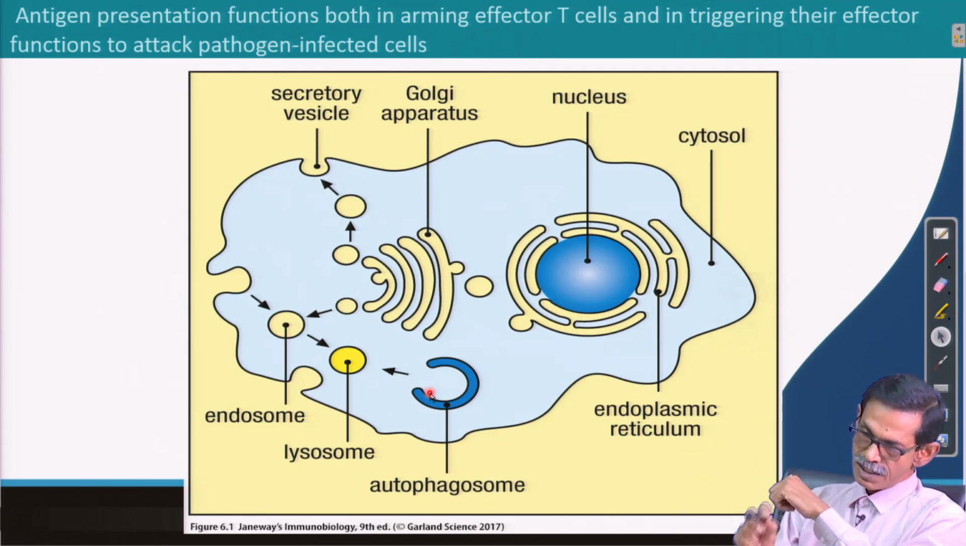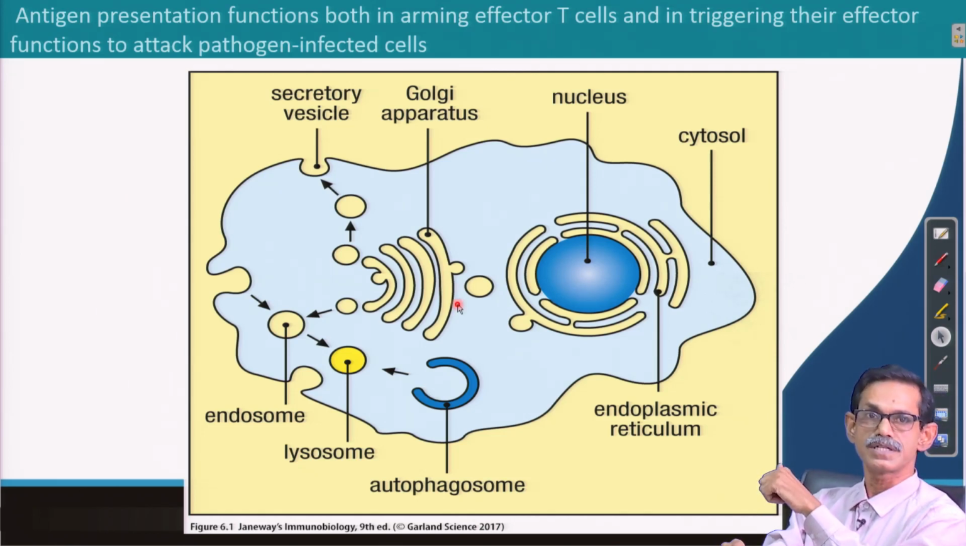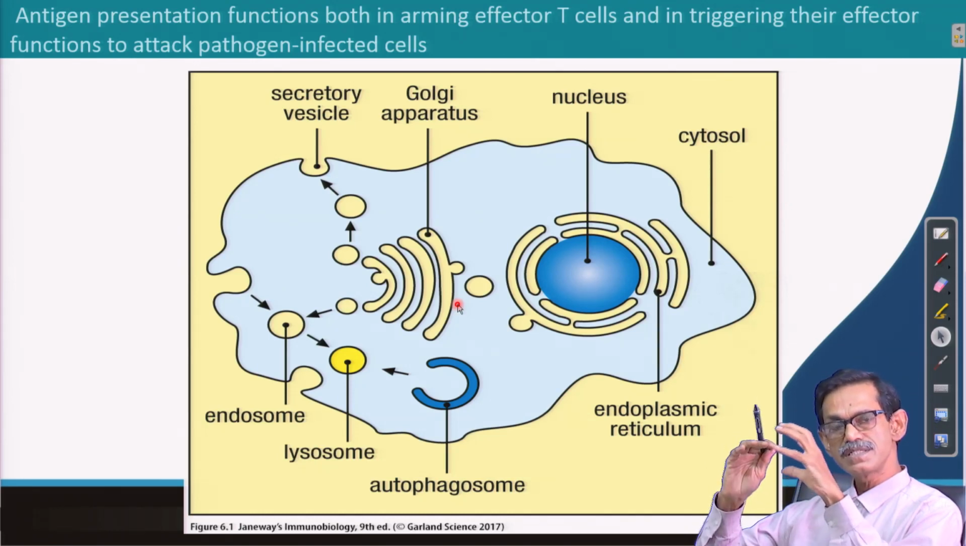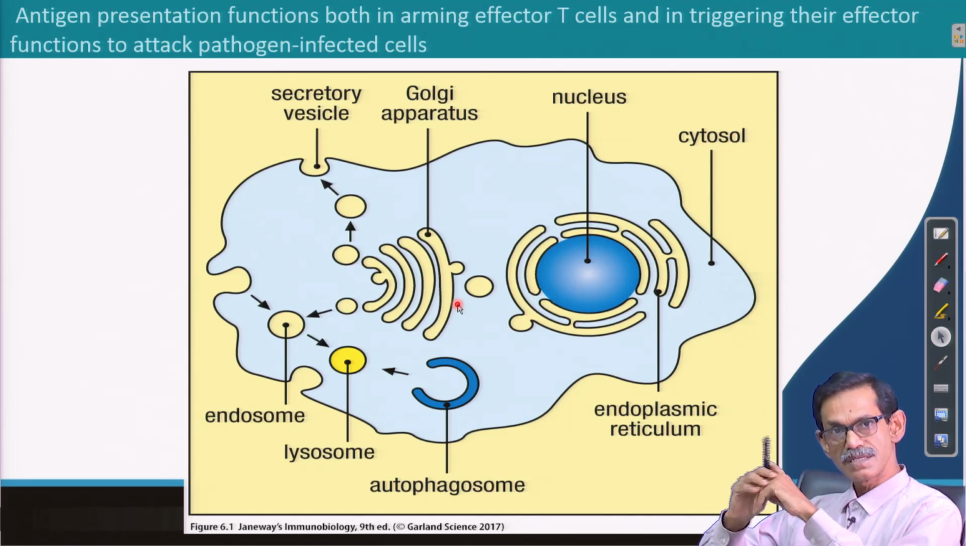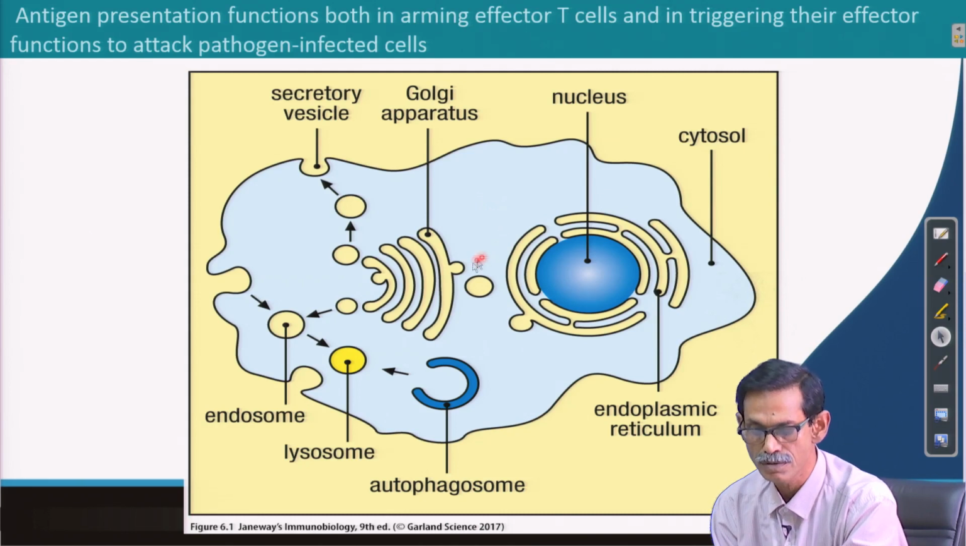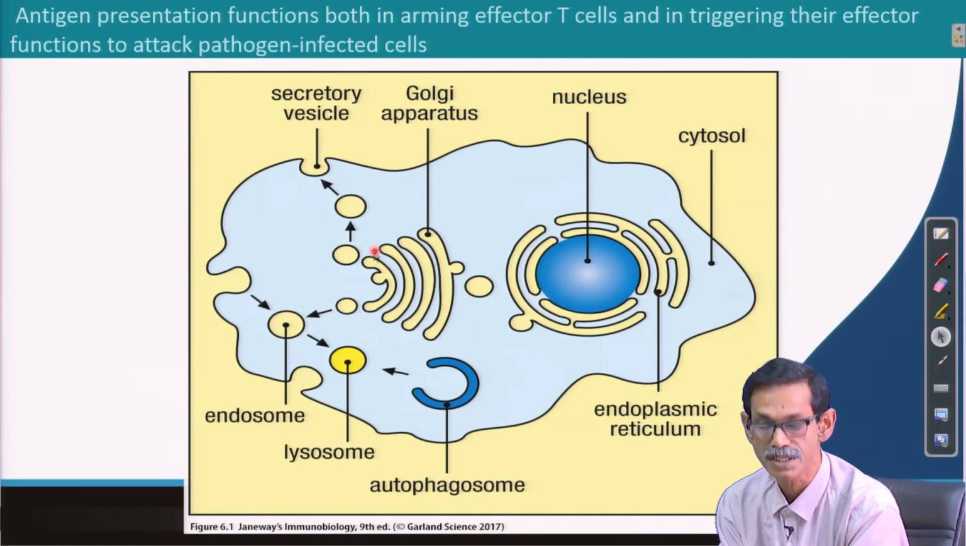The reason I am showing this particular picture is that MHC is synthesized inside the cell. Like any other protein, it is synthesized in the cytosol by the ribosome, then it goes to the ER, then the Golgi, and then through the trans-Golgi network the MHC will go to the membrane.